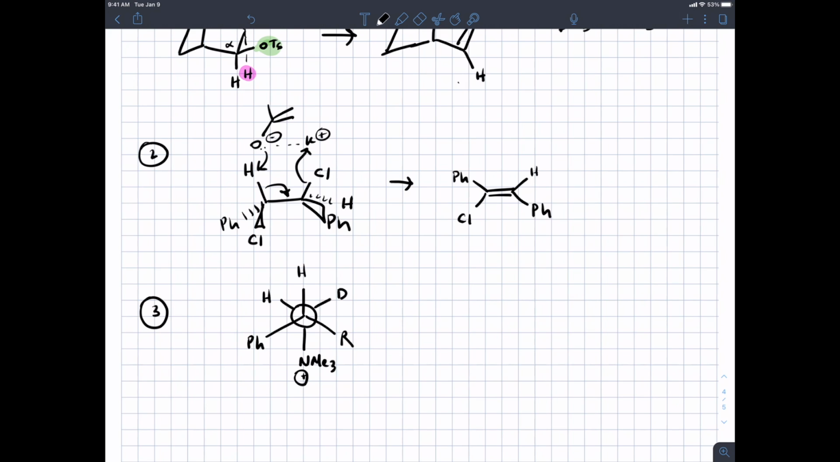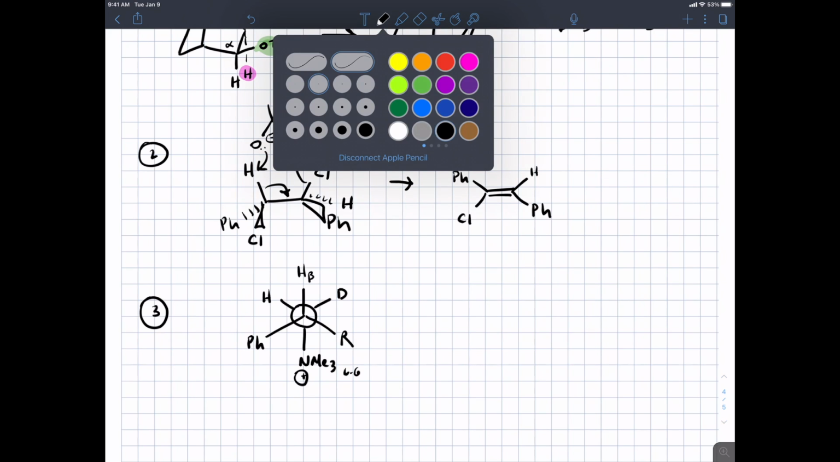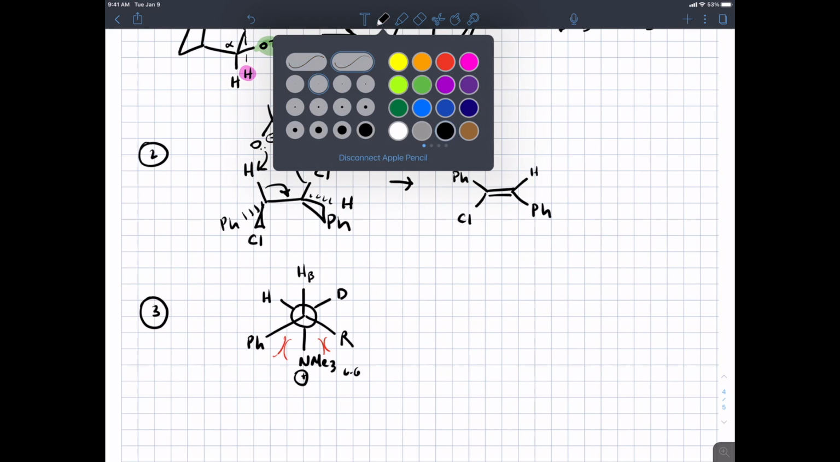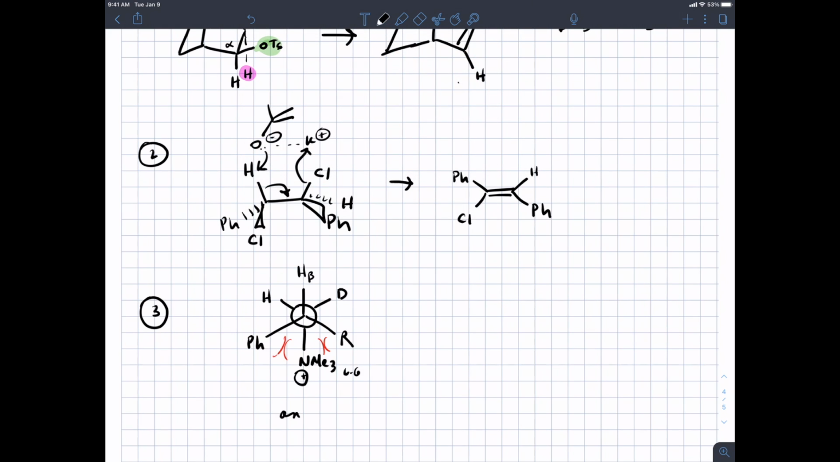The conformation that keeps the beta proton anti to the leaving group has some significant steric problems by keeping the leaving group gauche to large things. Whereas if we were to draw the syn arrangement, that would be less of a problem.